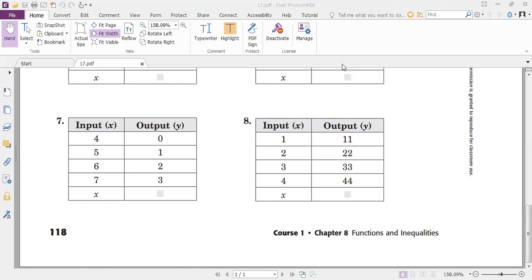Excellent, Khalid Khalifa. 11. Yes. Excellent, Khalid Khalifa. And the answer here is multiplied by 11. Look, 1 becomes 11, multiplied by 11. 2 becomes 22, I multiply by 11, right? 3 becomes 33, I multiply by 11. 4 becomes 44, I multiply by 11.